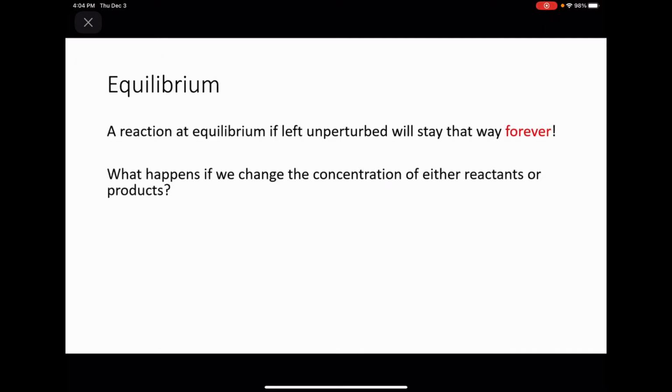So we've been discussing equilibrium. Le Chatelier's Principle is related to equilibrium of reactions, of general reactions. So basically, once a reaction reaches equilibrium, it'll stay that way forever. Okay, that's what it means. When your battery dies, it's at equilibrium. It won't change unless you plug it in. So what happens if we change the concentration at equilibrium of the reactants or the products?